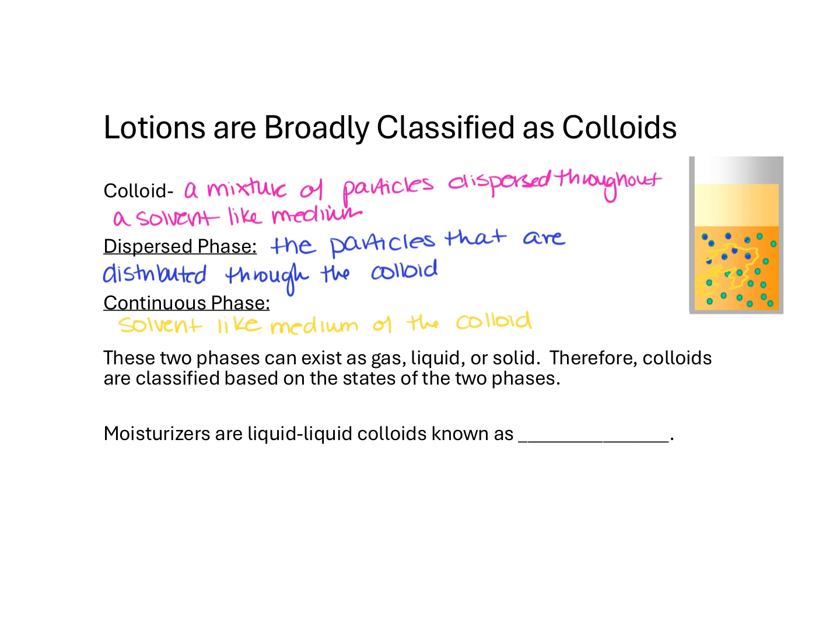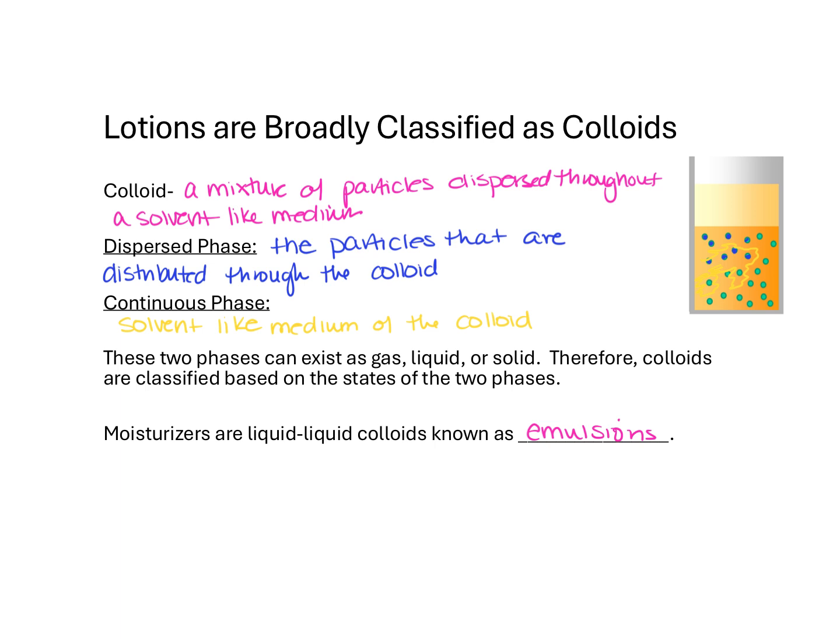Now, those two phases can exist as a gas, liquid, or solid, okay? I mean, we find colloids in all sorts of parts of our lives. Colloids tend to be classified based on the states of the two phases. Because we are mostly interested in moisturizers, those two phases are liquid-liquid colloids, and those are known as emulsions. Okay, so that's what we're interested in.